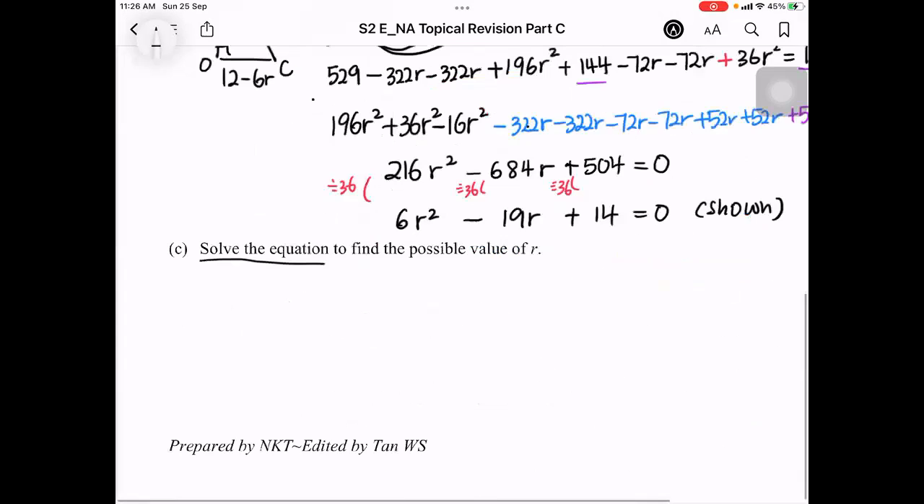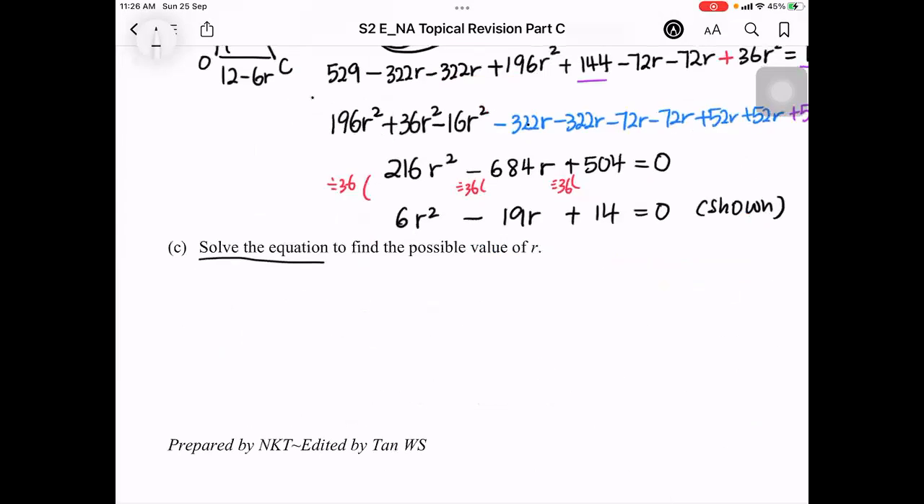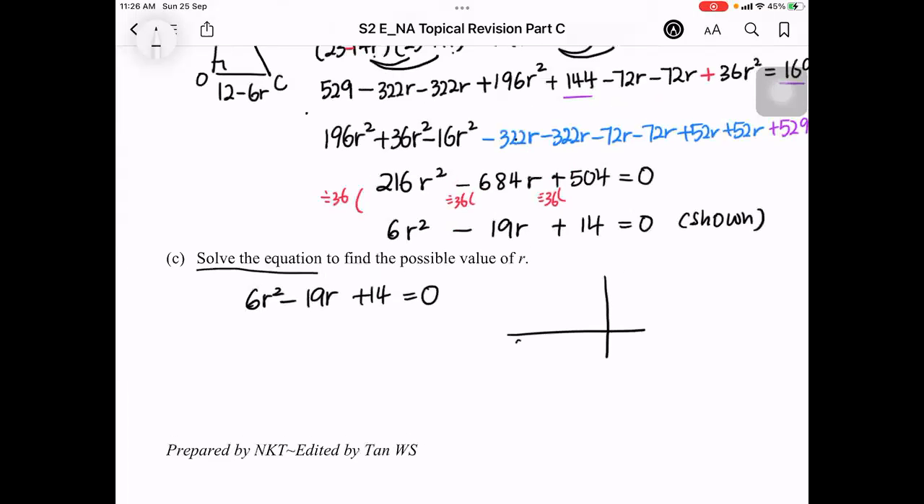Can I solve the equation in part C? Yes, right. 6r squared minus 19r plus 14 equals 0. So we need to use our calculator, mode 2. I want 6r squared. There are many combinations: can have 3 times 2, can have 1 times 6. So there are many combinations. I shall use my calculator, mode 5 2 2 or mode 3 2 2.